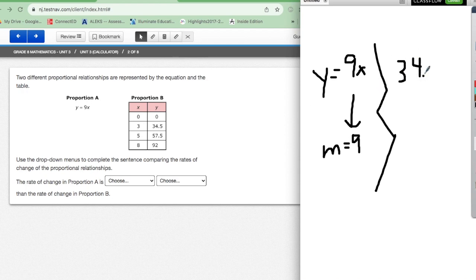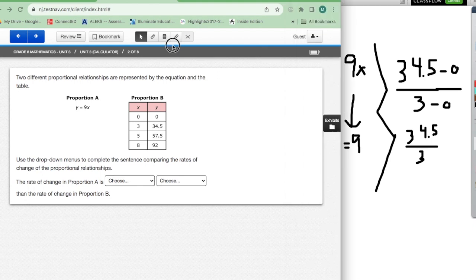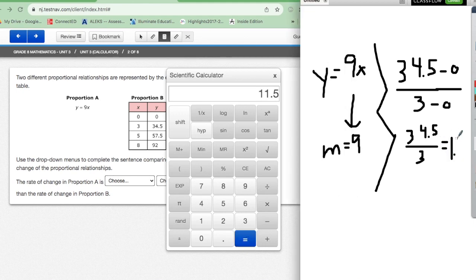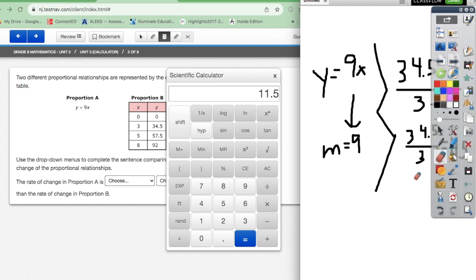Change in y, so 34.5, over change in x. Now, just to show us, I could do minus 0 for these, right? Change in y over change in x, but minus 0 doesn't change anything. 34.5 over 3. And do not fear, I got a calculator to use here for this. 34.5 divided by 3. I got 11.5. So my slope here is 11.5.